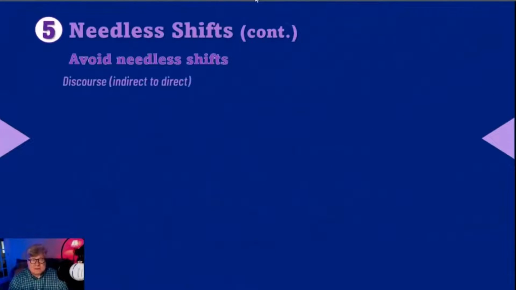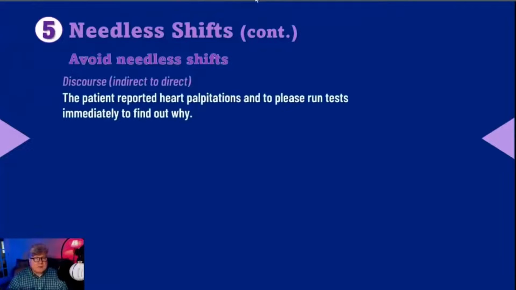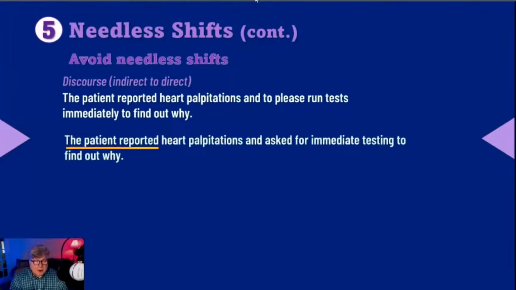Avoid needless shifts in discourse. There is indirect and direct discourse. The patient reported heart palpitations. That is indirect discourse. And please run tests. That is direct discourse. So they have to match. The patient reported heart palpitations, subject, verb, objects. And now we have the ask is going to be a second verb for the patient. The patient reported and asked, so that both of them are indirect discourse.